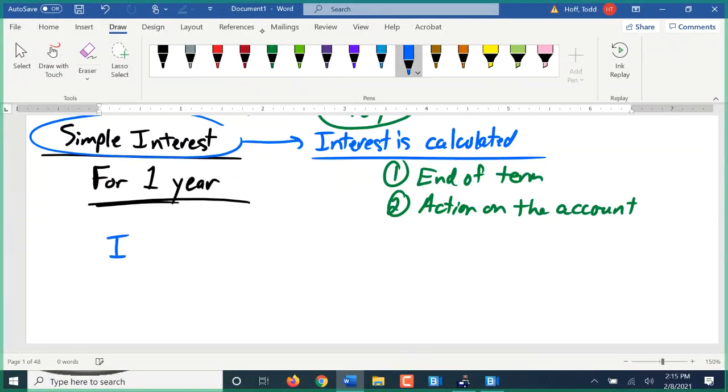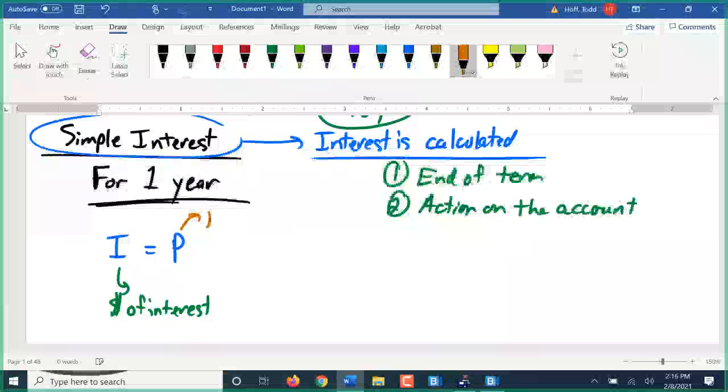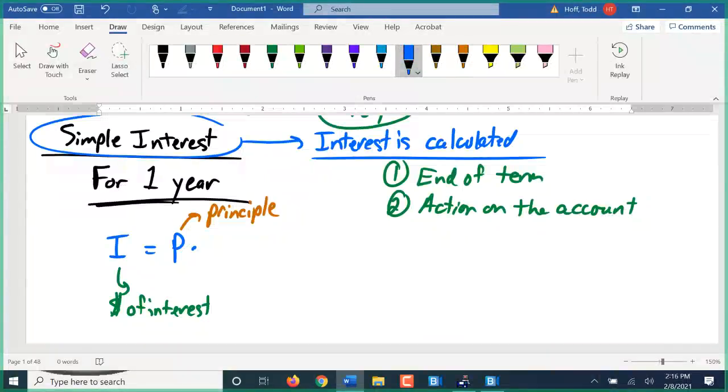So simple interest for 1 year. I is the amount of interest, dollars of interest. P stands for principal. Principal is the starting amount. Times R, which is our rate. And of course, that's the rate for 1 year.